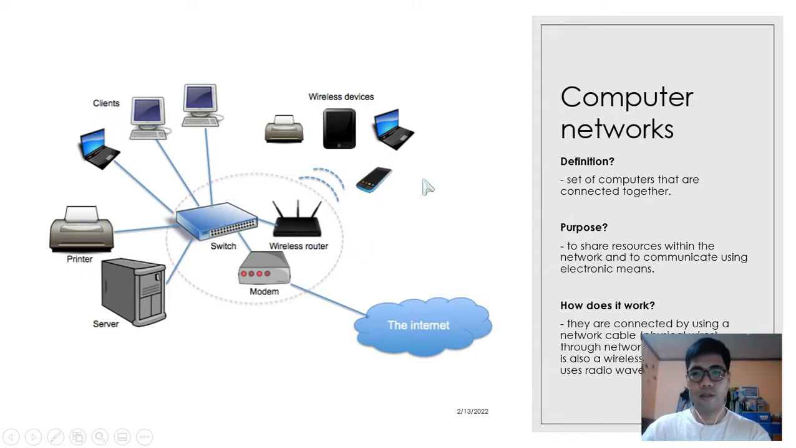So how does it actually work? They are connected by using a network cable, physical wires, through network connections. And there is also a wireless connection which uses radio waves and infrared signal. So what we have here is the wireless router, and these are the wireless devices that are connected without the physical cable.